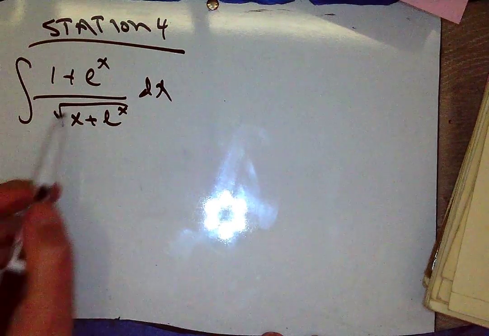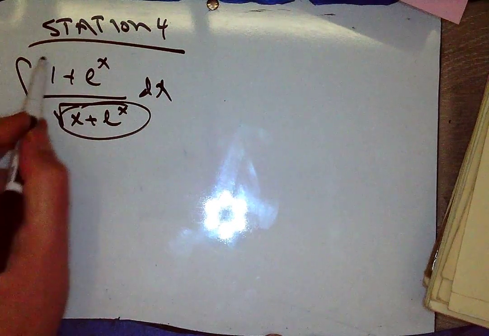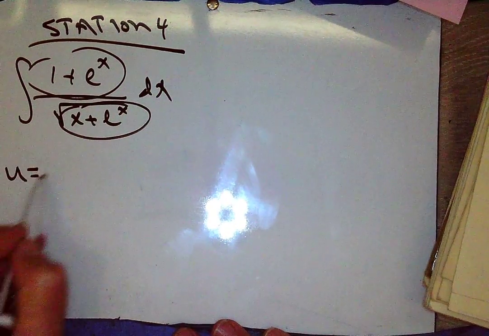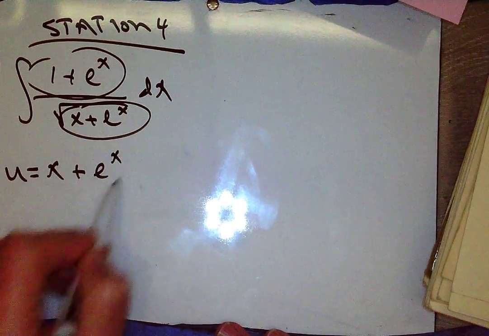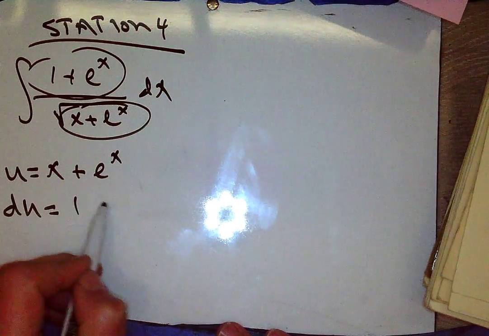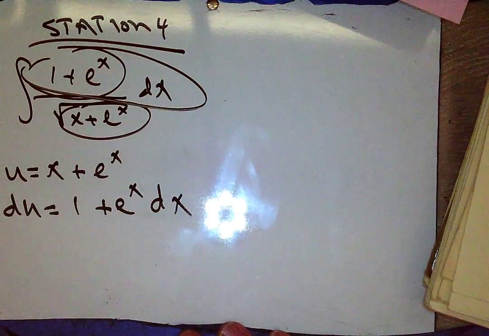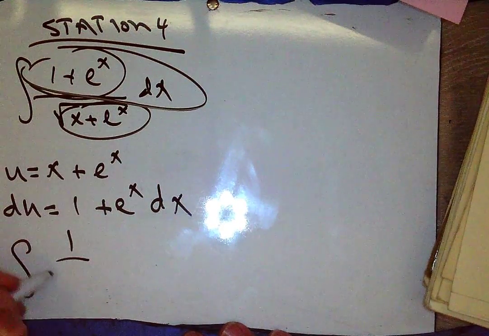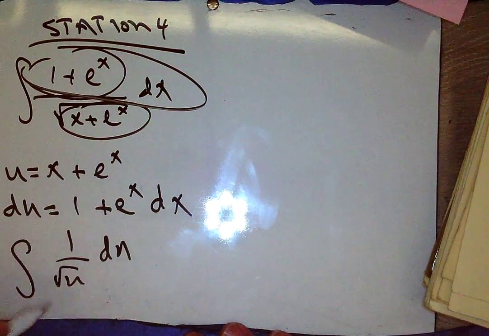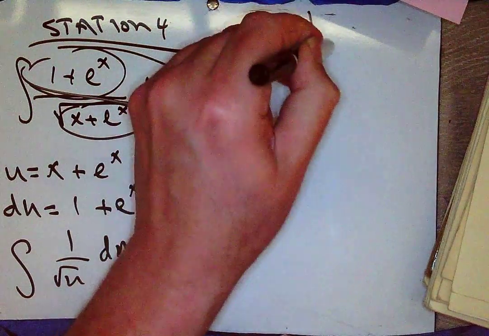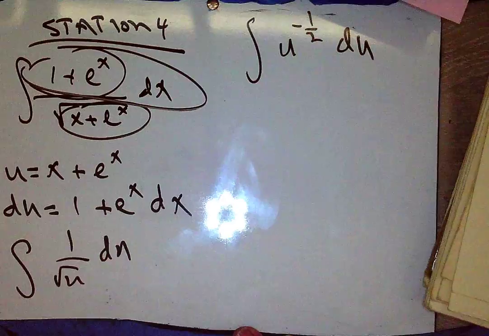This is a u sub. I see a function, and I see the derivative of that function. So if u equals x plus e to the x, du will be 1 plus e to the x dx. And there it is. So this becomes 1 over square root of u du. And you know that I prefer to write that as u to the minus 1/2 du.